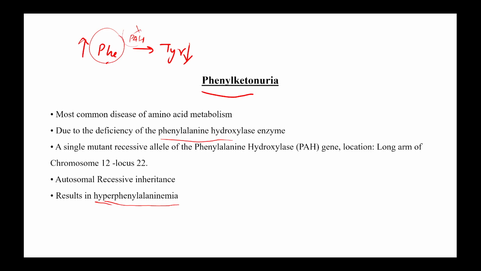So you should remember this. This could come as an MCQ question as well. And it's an autosomal recessive disorder. So if both the parents are carriers, then there is a 25% chance that the progeny will have this disease.